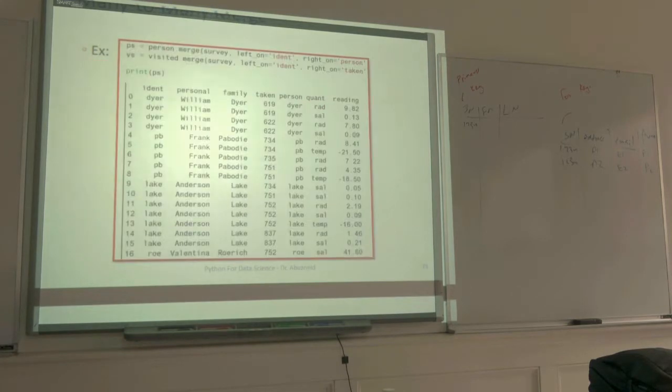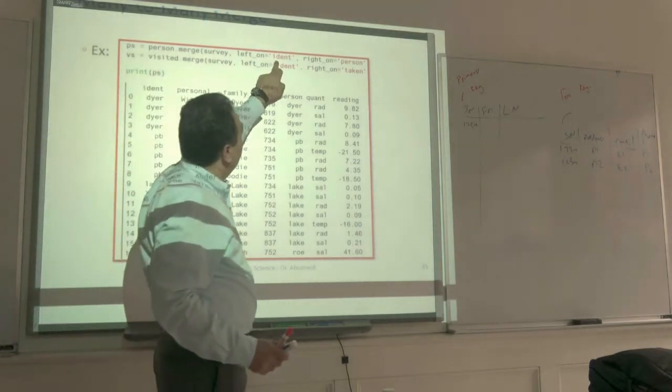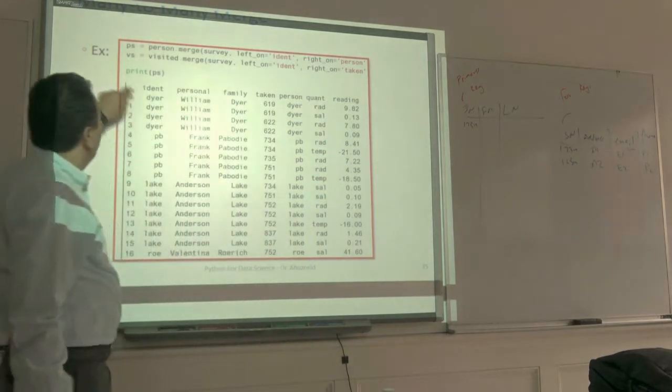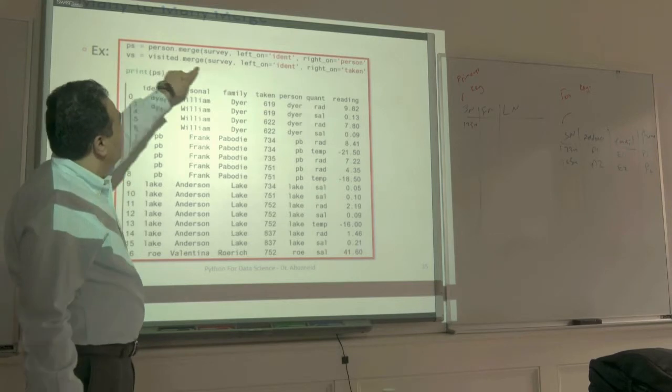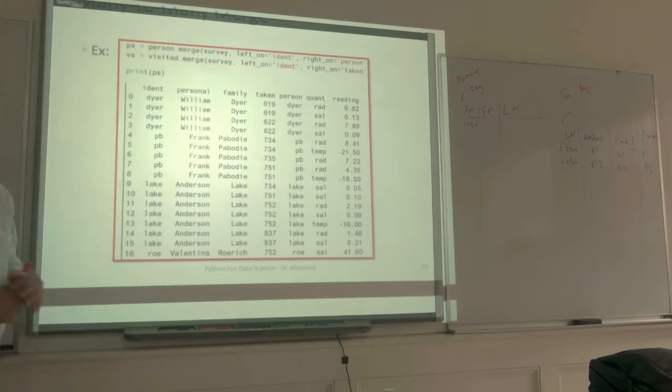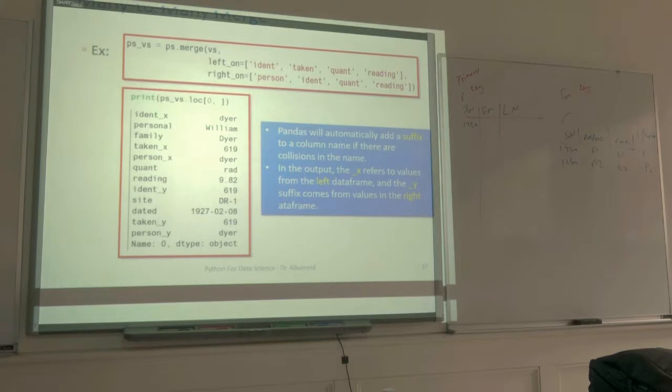Another example in here. This is many to many merges. You have the person merged with survey, left on ident and right on person. When you print PS, it will print it for you. Here we joined visited with survey. And this is when you print it. Many to many.